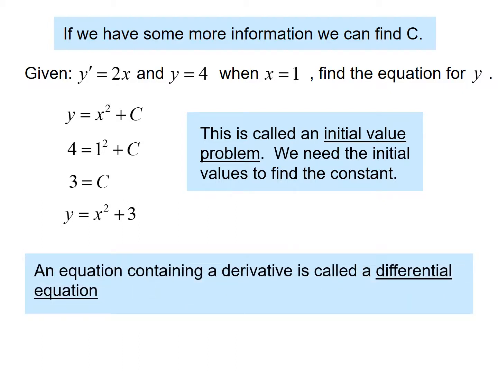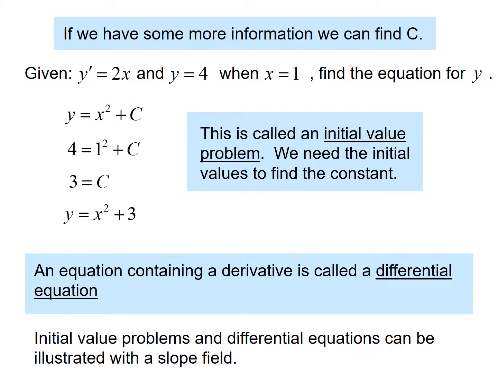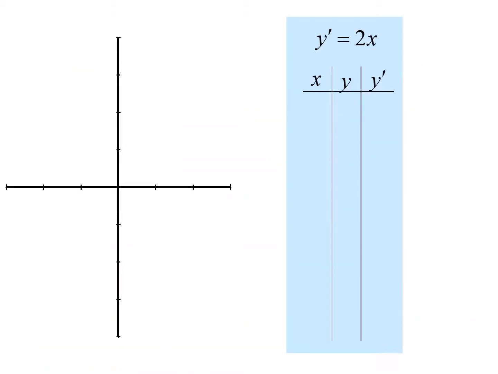Anytime you're given an equation that contains a derivative, we refer to that as a differential equation. And initial value problems and differential equations can be illustrated with something that we call a slope field. A slope field is like a graph of the derivatives. So we can take any x, y pairs, and we can find the slope. We can find the derivative at that point.